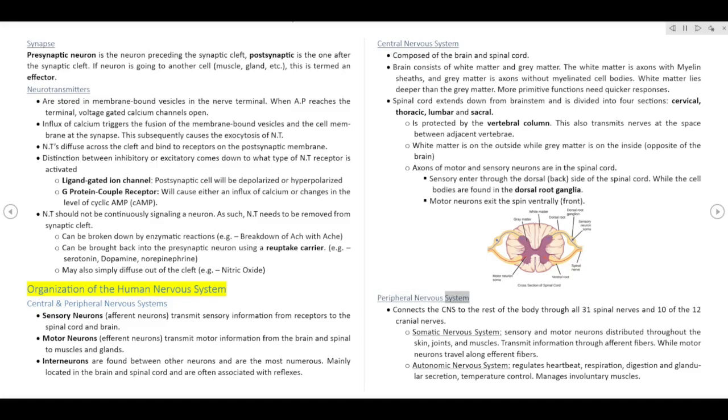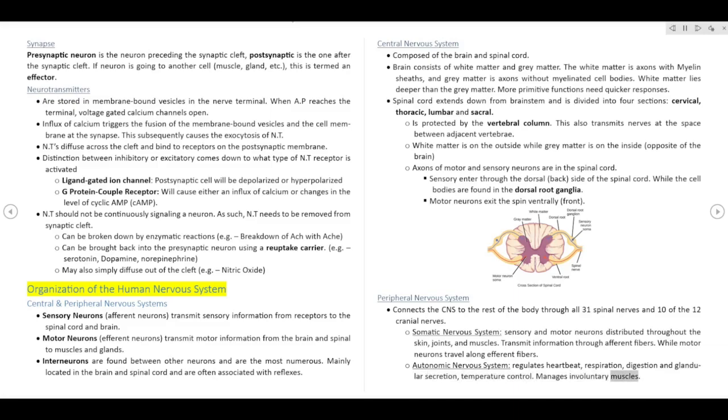Peripheral nervous system: connects the CNS to the rest of the body through all 31 spinal nerves and 10 of the 12 cranial nerves. Somatic nervous system: sensory and motor neurons distributed throughout the skin, joints, and muscles. Sensory neurons transmit information through afferent fibers, while motor neurons travel along efferent fibers. The autonomic nervous system regulates heartbeat, respiration, digestion, glandular secretion, and temperature control.